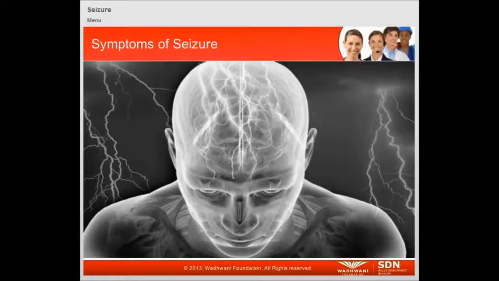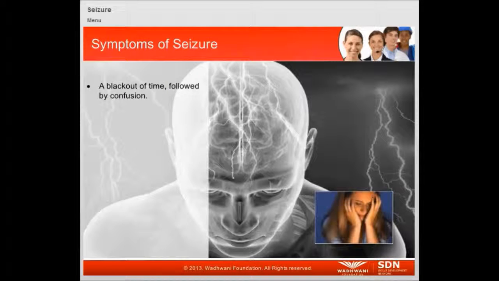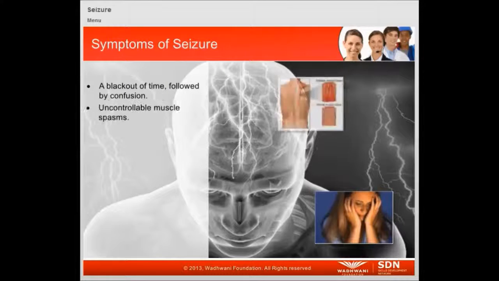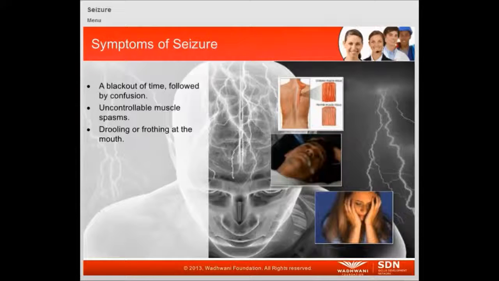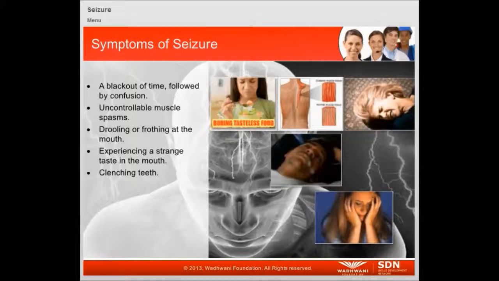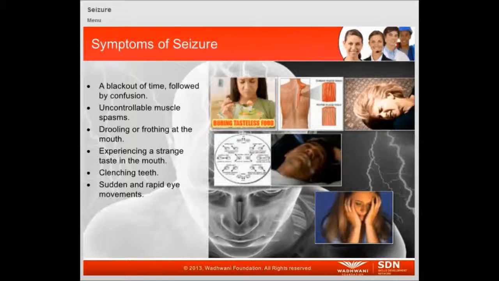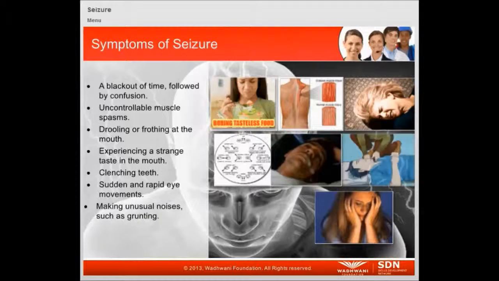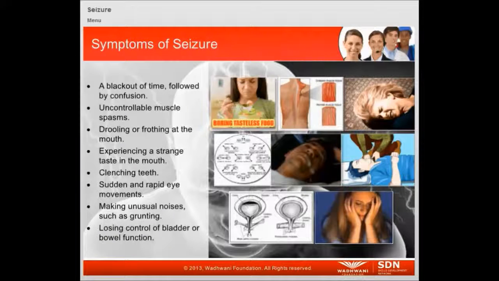A seizure can be a symptom of another health problem. Signs include a blackout of time followed by confusion, uncontrollable muscle spasms, drooling or frothing at the mouth, experiencing a strange taste in the mouth, clenching teeth, sudden and rapid eye movements, making unusual noises such as grunting, and losing control of bladder or bowel function.